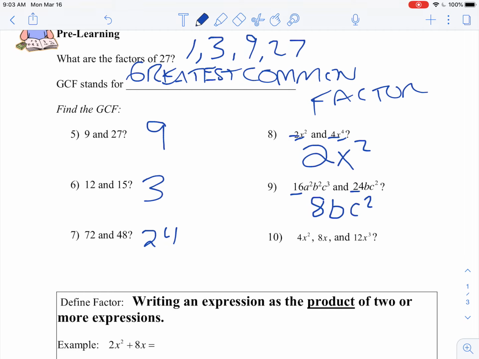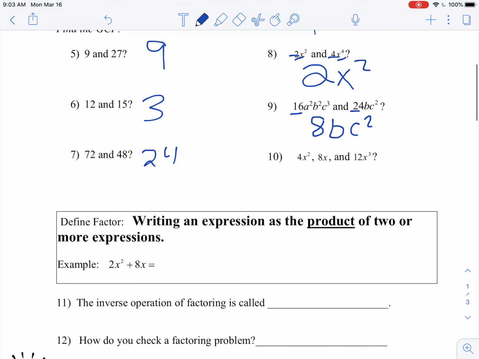You could say it's the smaller of the two exponents, right? For the c's, between 3 and 2, 2 is the smaller number. For the b's, between 2 and 1, 1 is the smaller number. And then between 2 a's and no a's, none is the smaller number.